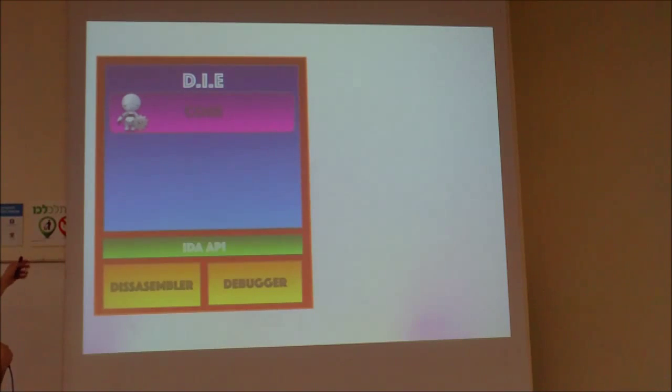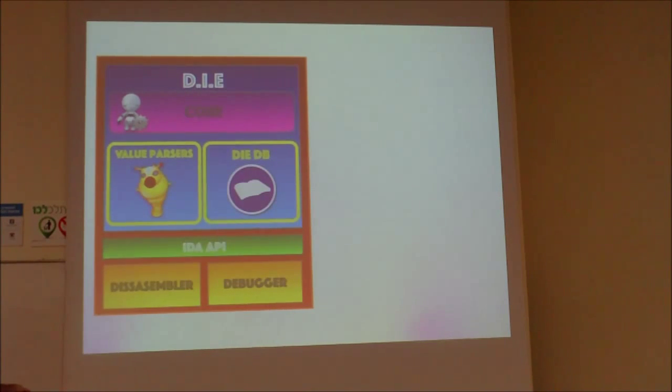One would be DI core, which is the main functionality of DI. And now we have the value parsers. These parsers I talked about, you can plug into DI, right? And the other thing, which is very important, is the DI-DB, where we store all the human readable values and all the data that these parsers output, right?